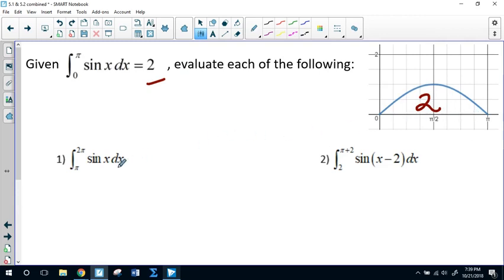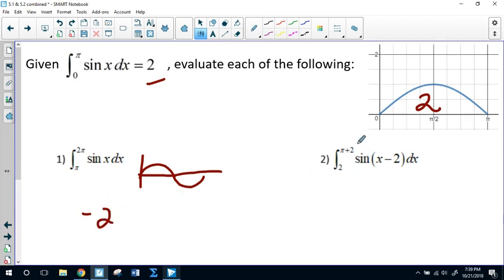So then we want to use what we know about sine curves to figure out some areas. So this is the other part of the sine curve. So instead of going from 0 to pi, which is here, it's going from pi to 2 pi. It's the same amount of area, it's just below the x-axis. So this answer is -2.